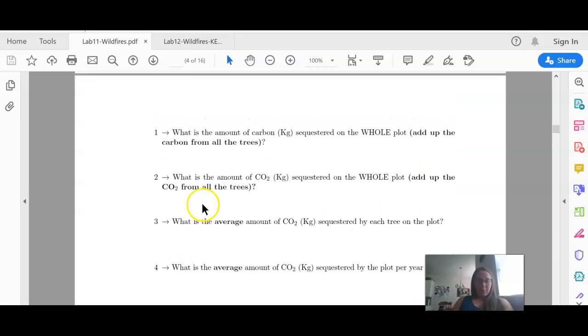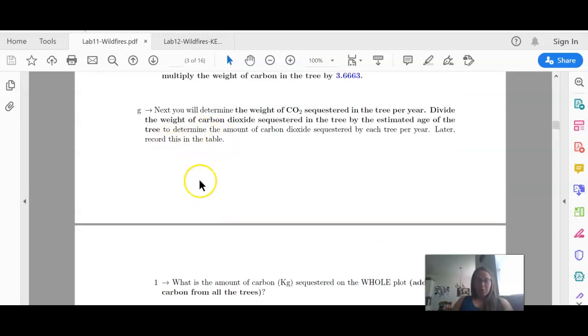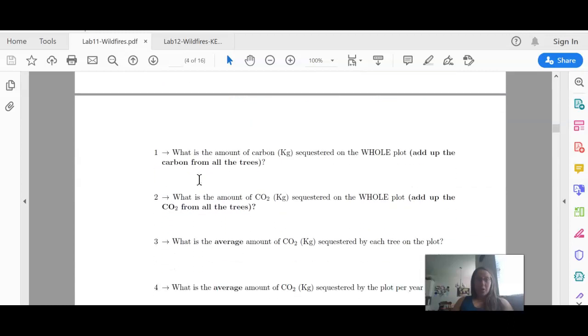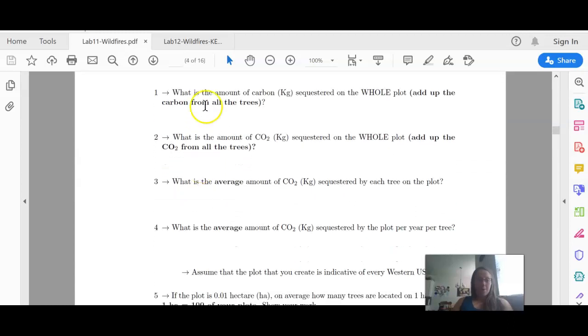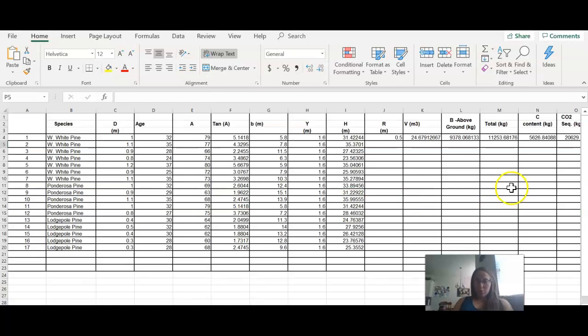Alright, so now that we have finished off with the lettered questions, we can go ahead and actually start answering the questions from part 1. So first question is, what is the amount of carbon in kilograms that is sequestered in the whole plot? Basically, what you have to do is add up the carbon from all the trees. On your table, once you have the carbon content for all the trees, in kilograms, you'll just add all of these values together, and that's going to be the answer.